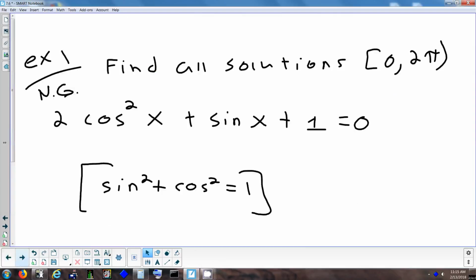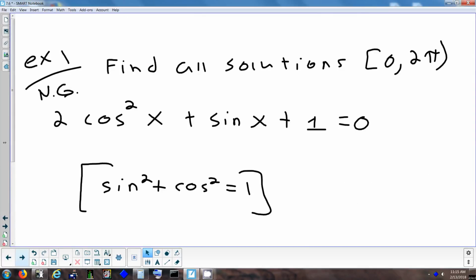Okay, the first one, the problem with this, the reason it's no good, you've got two different trig functions. That's like writing something like this. 2y squared plus x plus 1 equals 0. You can't really do that if you've got two different variables. It's not good. Okay. We've got to have all the same variable.